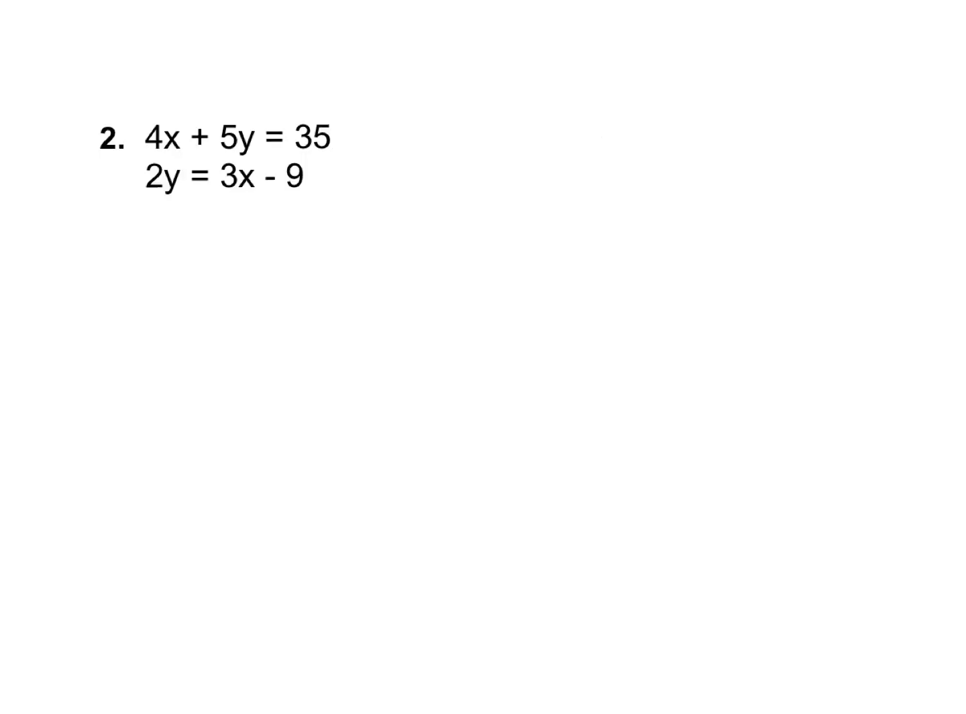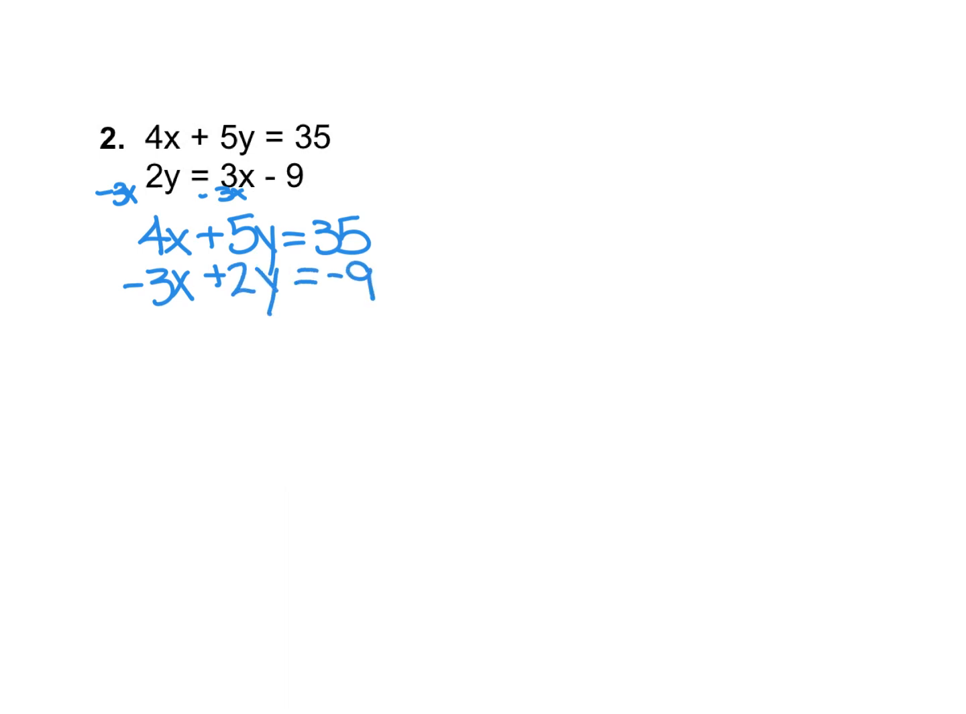All right, number 2, we have 4x plus 5y is equal to 35, and then 2y is equal to 3x minus 9. Now notice that our first equation here is written in standard form, but our second one isn't. So I'm going to rewrite my second equation right here. And then I need to move my 3x to the other side, so I'm going to subtract 3x. So I'll have negative 3x plus 2y is equal to negative 9.